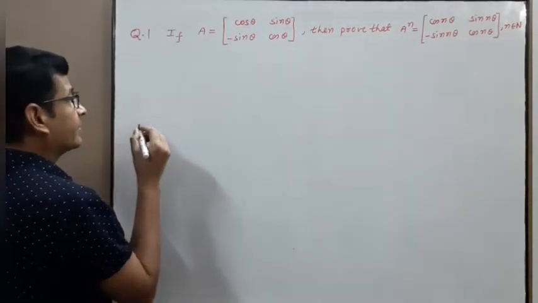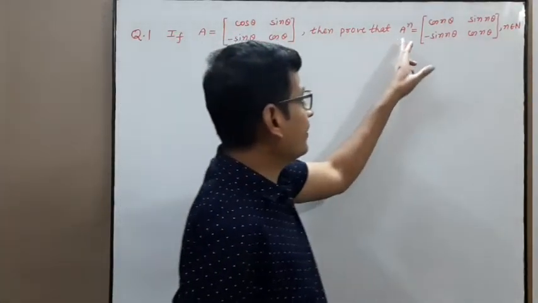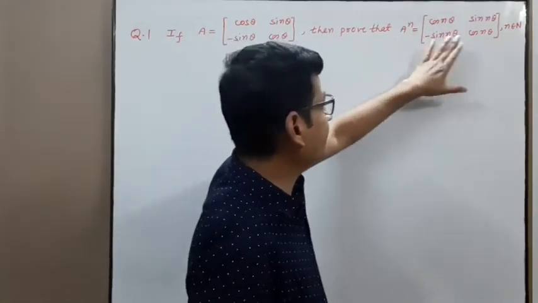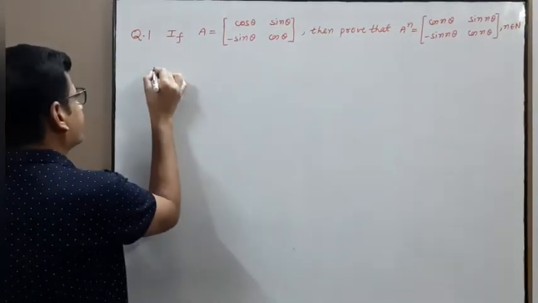First step. A is given and we have to show A^n equal to this. So this is our statement, left hand side equal to right hand side. Case first.